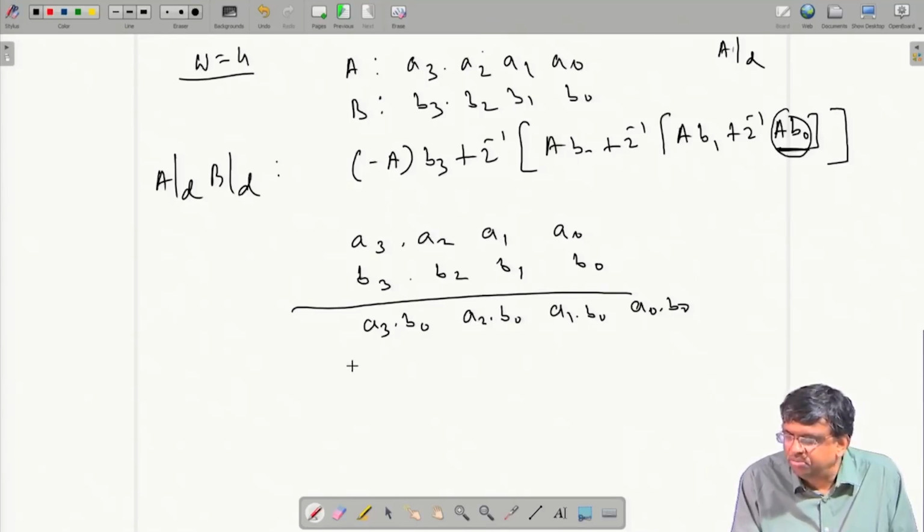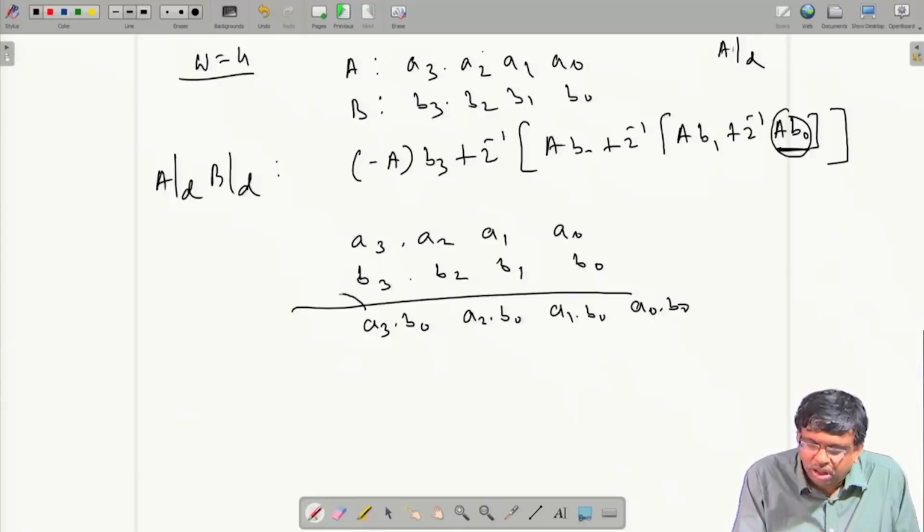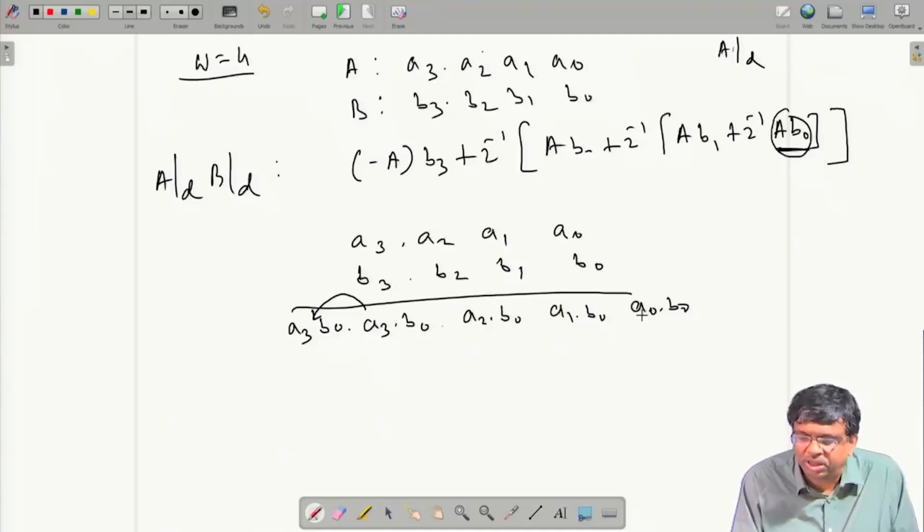So, I should shift them to the right and extend it, but I can jolly well do it this way also. I move the binary point from here to here and extend this. I will get the same thing, you can easily verify. A3B0 should go to the right of the binary point and again come back. So, it has gone to the right of the binary point and again come back.